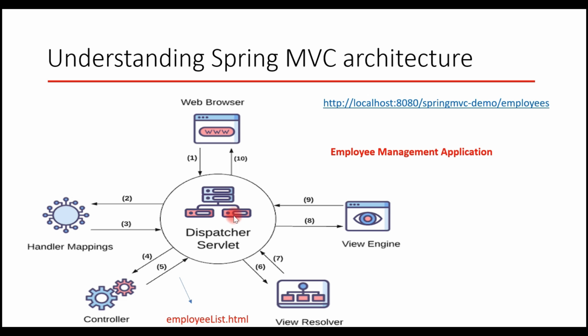Now the dispatcher servlet gives a model and view to the view engine. Alright, so this is the eighth step. In the ninth step, the view engine will basically merge a view template and the model data, and it will produce an HTML, and it sends it back to the dispatcher servlet. So this is the ninth step. Finally, in the 10th step, the dispatcher servlet sends the generated HTML back to the browser. Alright, so these are the steps involved in the Spring MVC HTTP request flow.